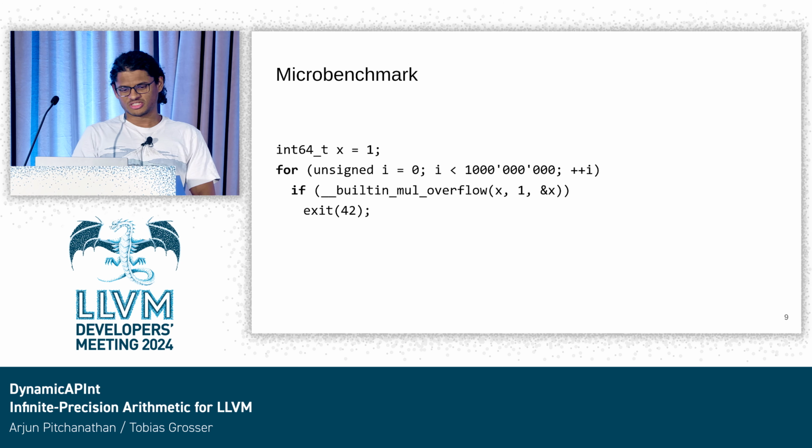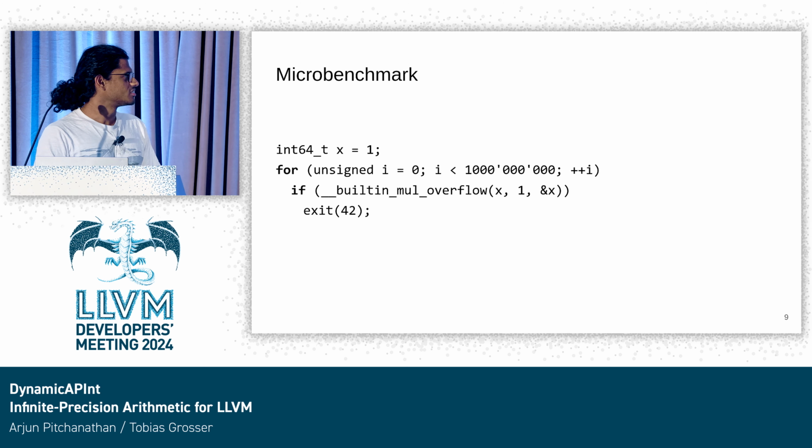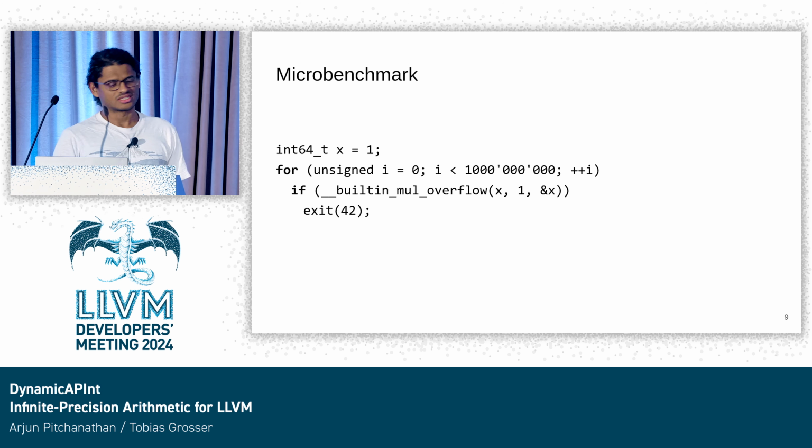Anyway, how do we make the fast path fast? So we want some kind of benchmark. Here, this is basically a microbenchmark where you just do a lot of multiplies. And this, in this case, is the roofline because we just have a 64-bit int and exit if there's an overflow.